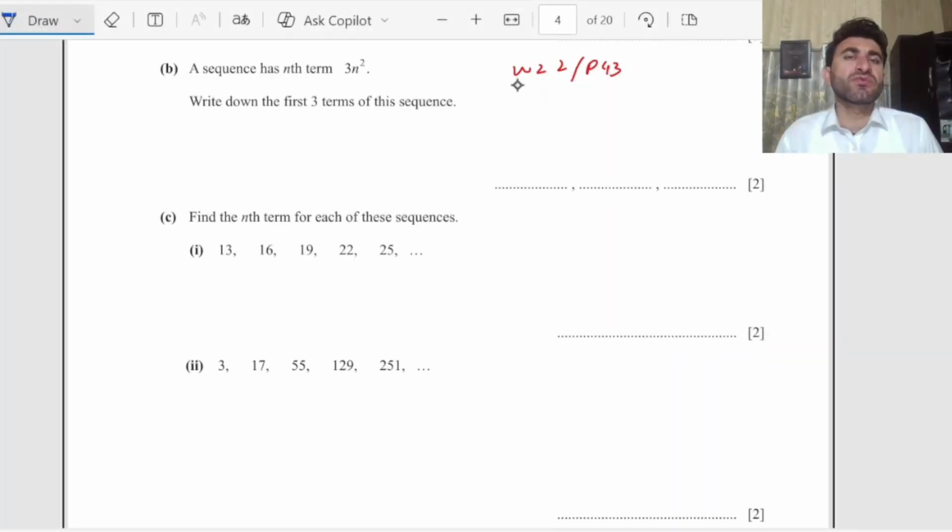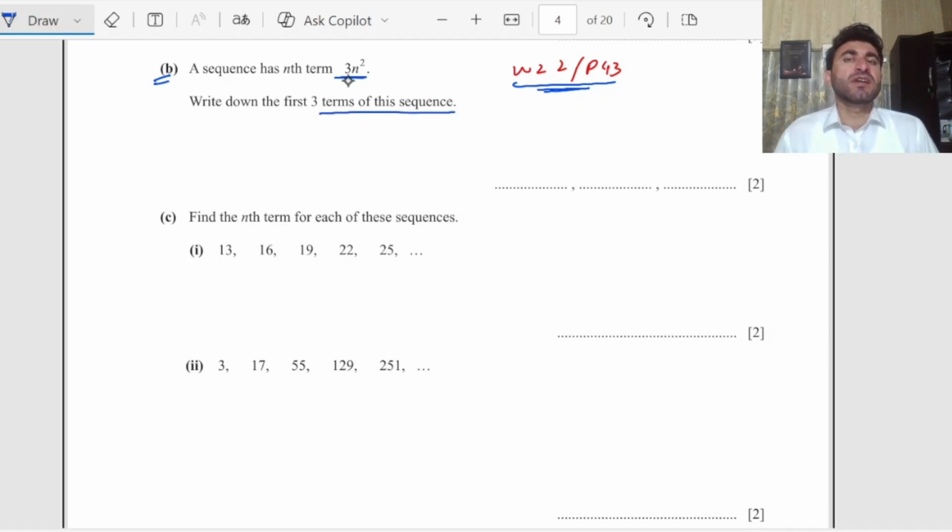This is a question from winter 2022 paper 4 variant 3, and this is part of a question. B part states a sequence has nth term 3n square. Write down the first three terms of this sequence.